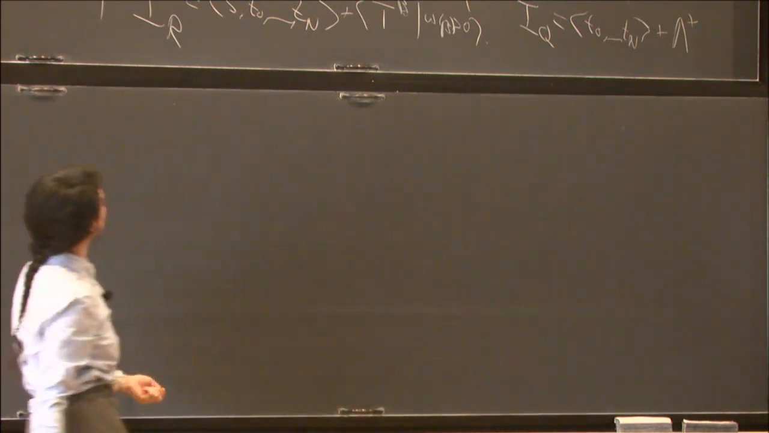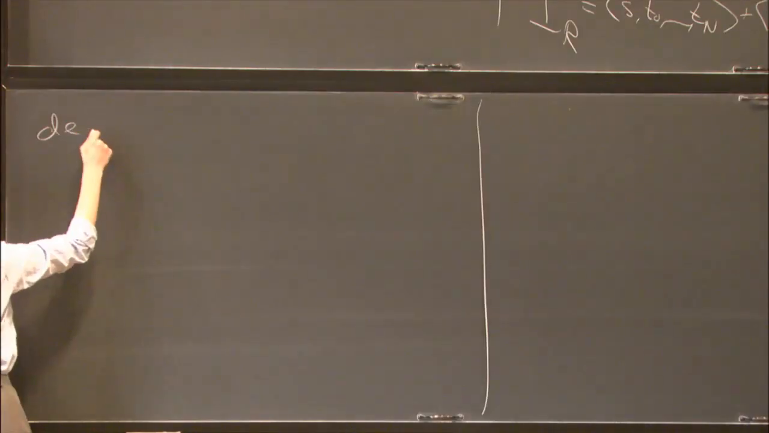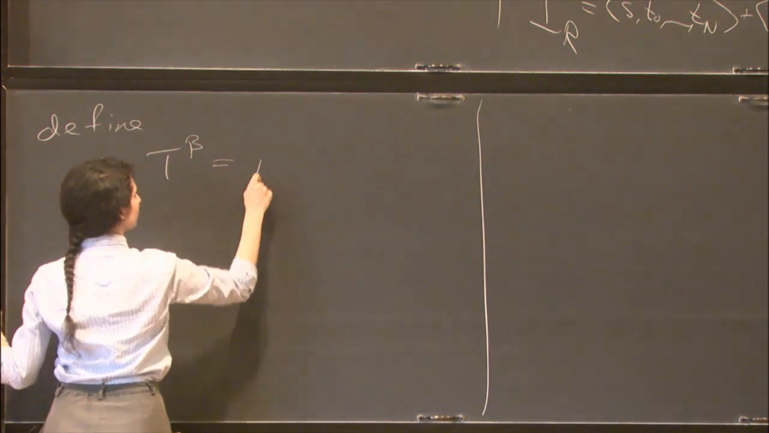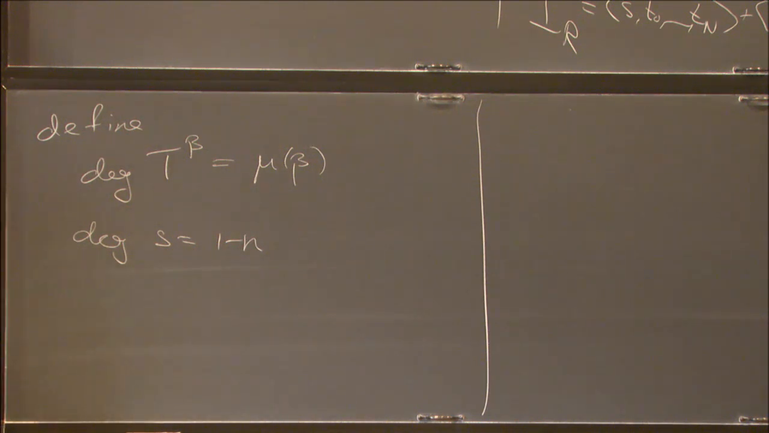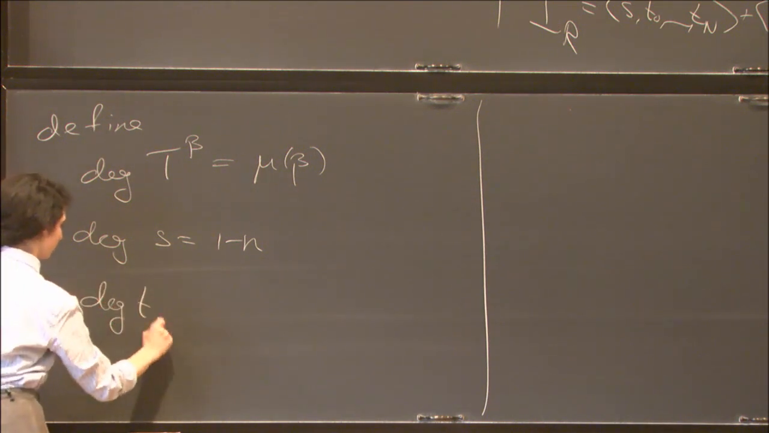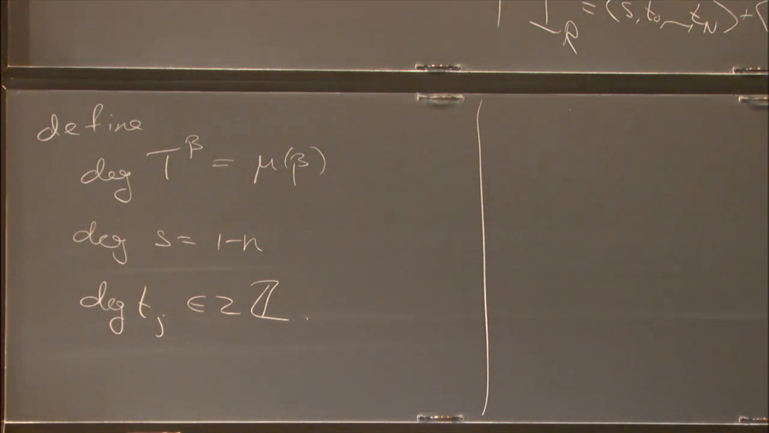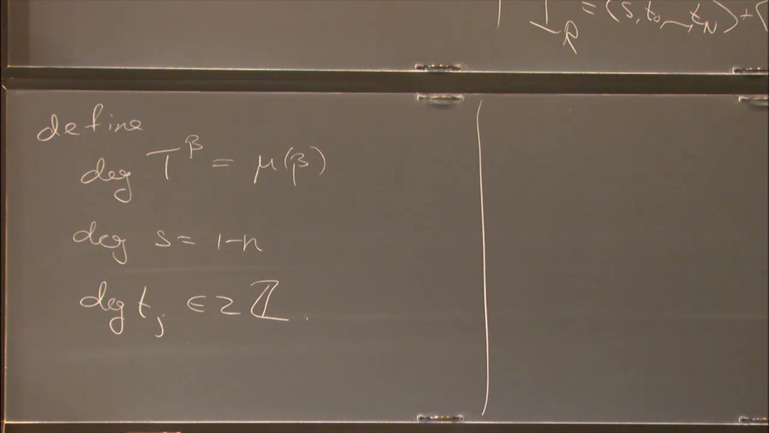Last thing I need to tell you before defining the A infinity structure is the degrees of the variables. So I define the degree of T to the beta to be Maslov index of beta, degree of s to be 1 minus n. n is, again, the dimension of the manifold, the complex dimension. And the degrees of t_j should be just some even numbers. Don't really care which. Eventually, for applications, I will choose specific degrees for t_j. But for now, I just care that they are even. So n is odd, so 1 minus n is even. And the Maslov index is also even because L is orientable. So the degrees of all variables here are even.